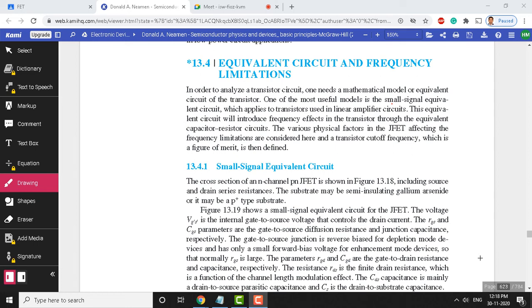Today's topic is equivalent circuit and frequency limitations. Okay, so let us talk about this topic, equivalent circuit. Can anybody tell me why we need equivalent circuit?